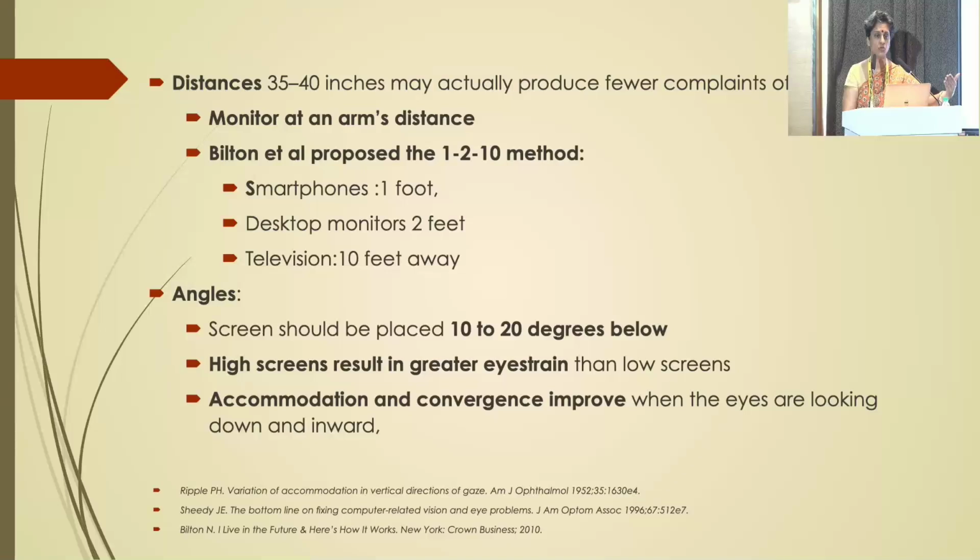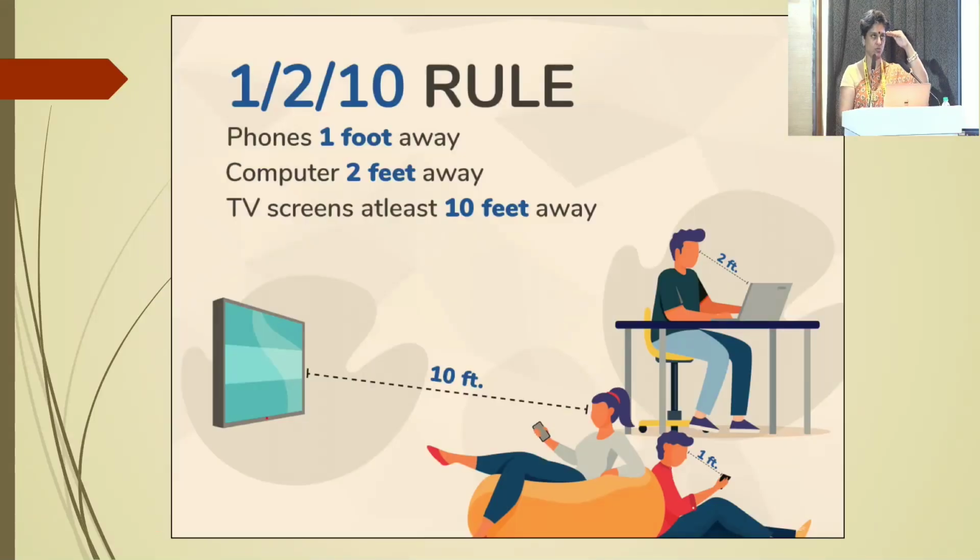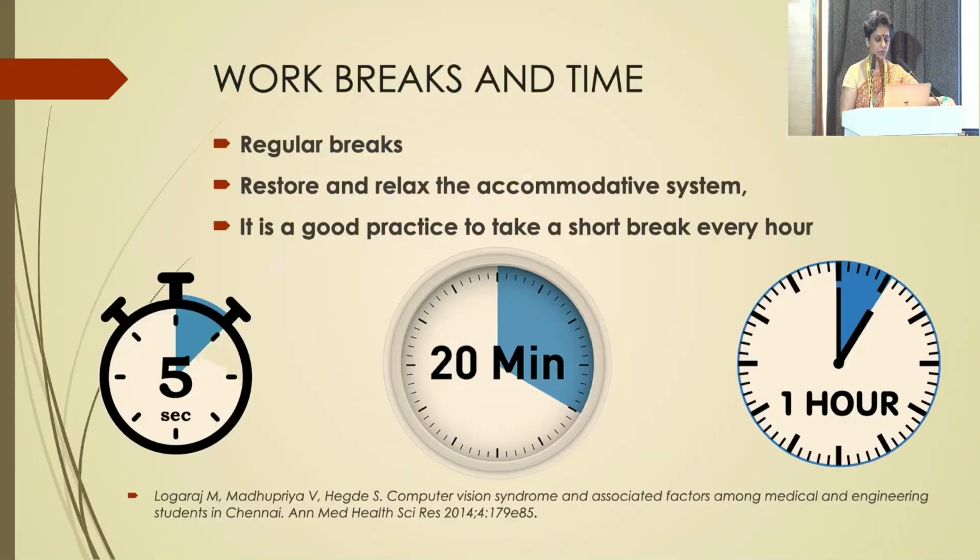Also, how far should it be? The 1 foot, 2 feet, and 10 feet rule for the respective digital devices. And of course, the angle, it should be downwards, not straight or up. And this is how it works. Blink every 5 seconds, every 20 minutes follow the 20-20-20 rule. And every 1 hour, you have to just get up and move for your posture.